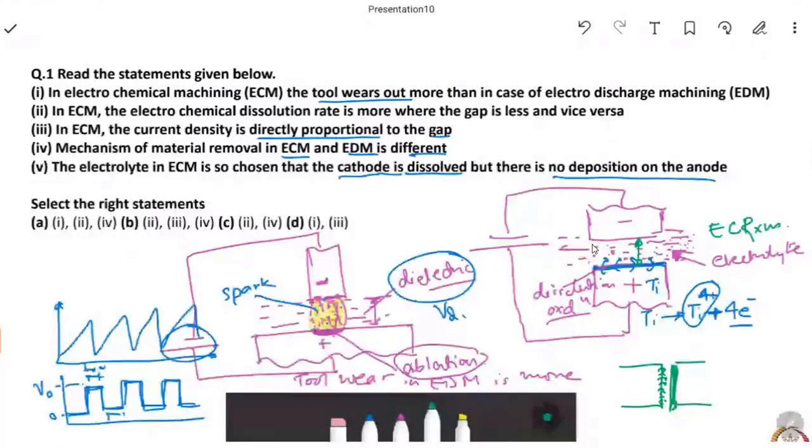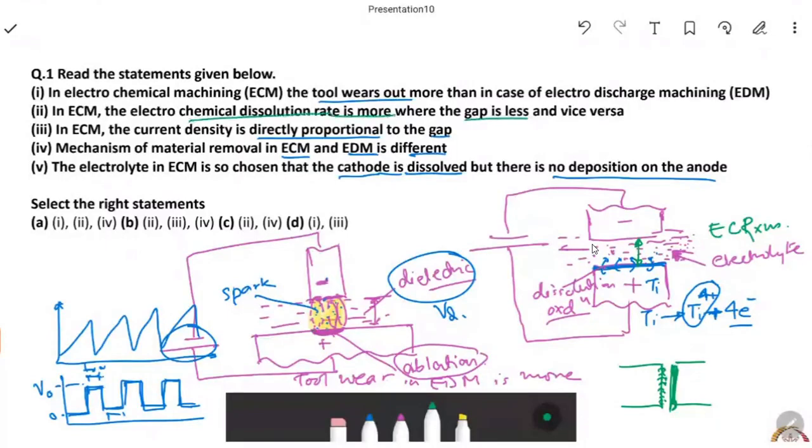So the electrochemical dissolution rate is more when the gap is less. When a larger amount of electrons are getting liberated, it means that the dissolution reaction is happening at a faster rate, and hence more material is getting dissolved per unit time. So 2 is the correct option.